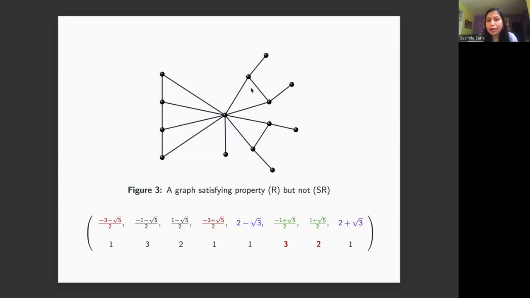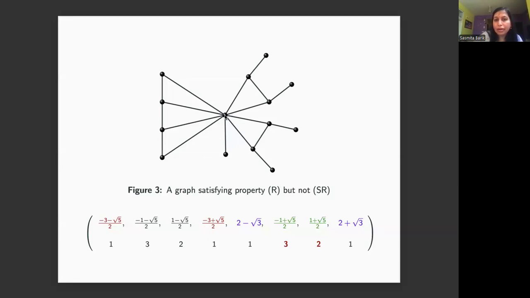So this is a graph which is not bipartite. You can see odd cycles are there, so it is not bipartite, but it satisfies property R and does not satisfy property SR. So property R and SR are not equivalent. So we got some non-bipartite examples, and this is not the only graph.